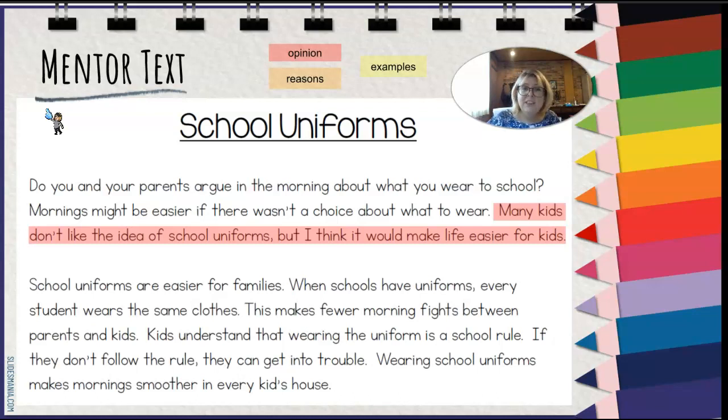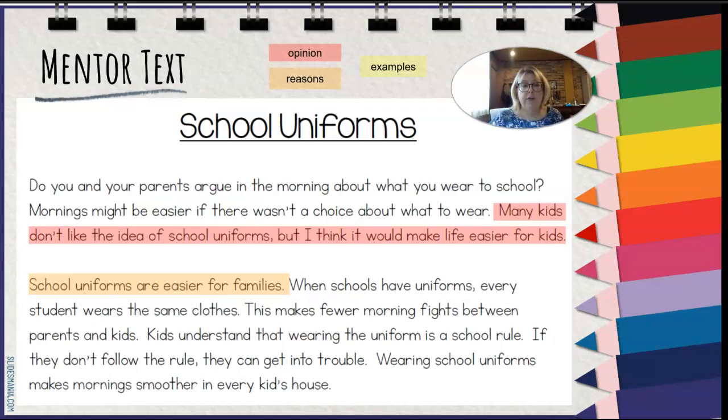Now, unless she gives some good reasons, well, we may not believe her. Let's see what reason she states in this first half. School uniforms are easier. All right. It makes life easier because it's easier for the whole family. That's great that she believes that uniforms are easier for families, but I'm not convinced yet. I need an example. I need her to prove it and show me. That's showing how it's easier. That is what we call an example.